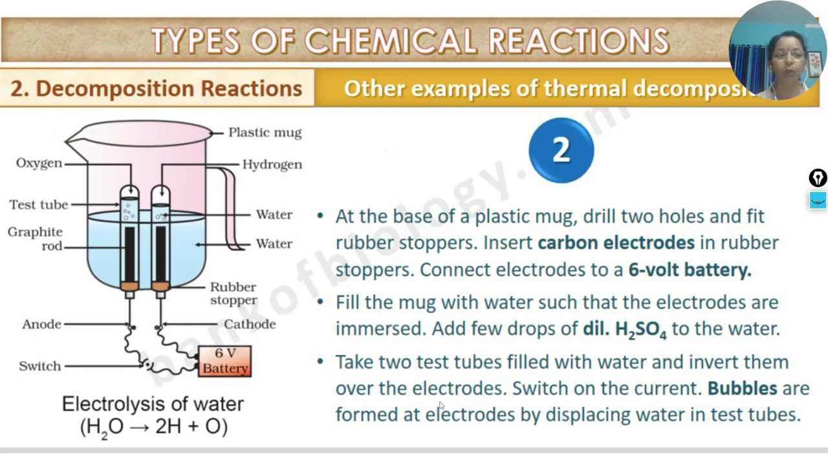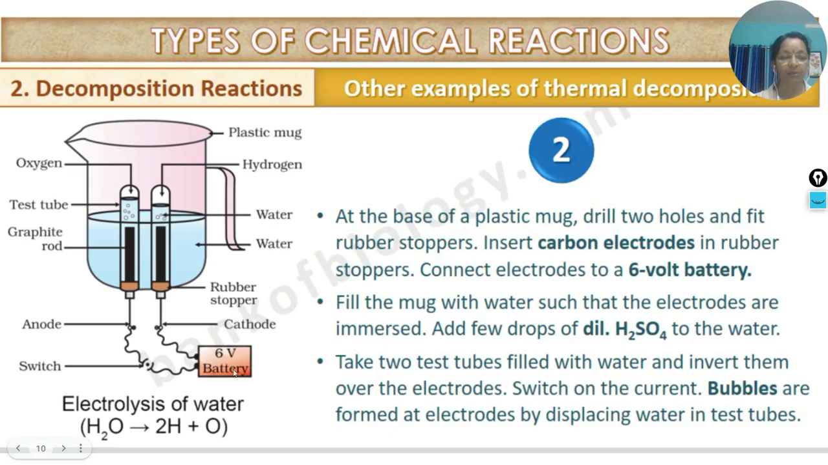Now one very important decomposition reaction is decomposition of water. What we are doing here is taking water in a mug, which is inserted with two test tubes, two electrodes. We have a cathode and an anode. We are adding a pinch of sulfuric acid into it to make it acidic, in order to make it conduct electricity. So we set up an arrangement with anode, cathode, electrolyte, and a source of electricity, a 6-volt battery.